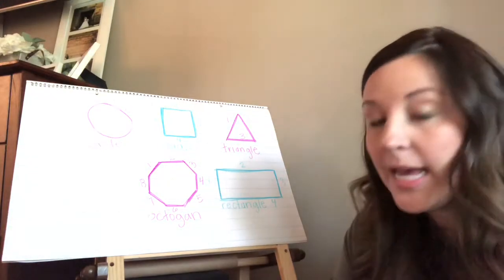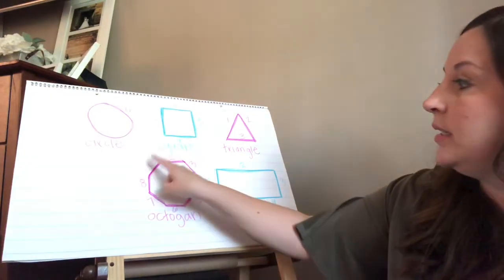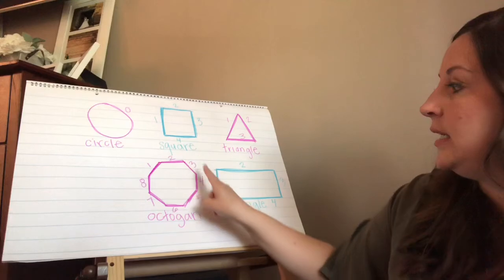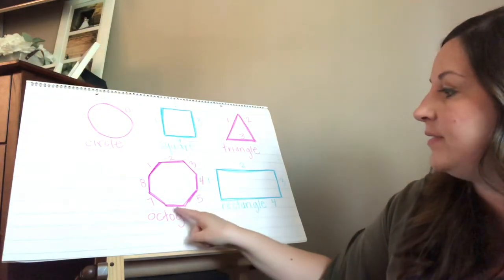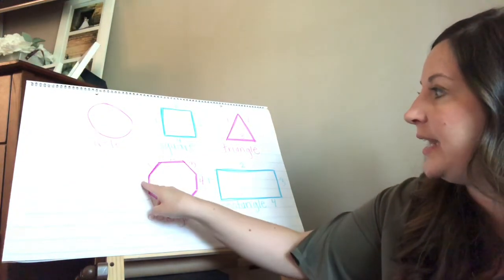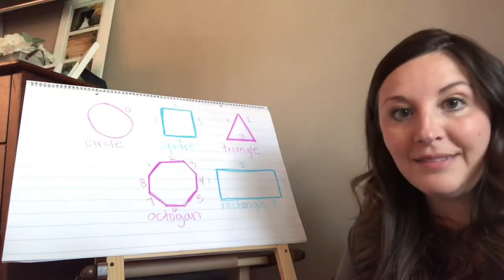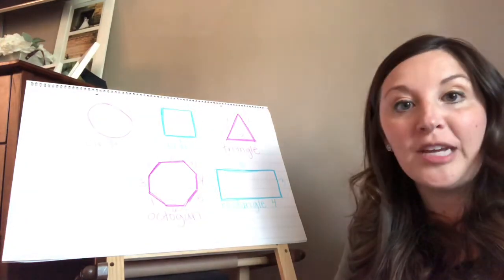Isn't that crazy? Count them with me. 1, 2, 3, 4, 5, 6, 7, 8. Great counting. All right. Those are our shapes and sides.